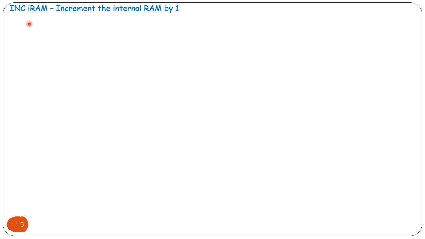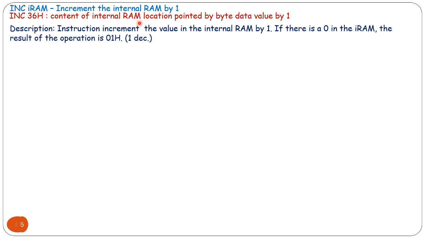Increment IRAM, internal random access memory. Increment the internal random access memory by 1. INC 36: this 36 gives the address of internal random access memory, and the content pointed to by 36H gets incremented by 1. The instruction increments the value in internal random access memory by 1. If there is 0 in the internal random access memory, then the result of the operation will be 01H.